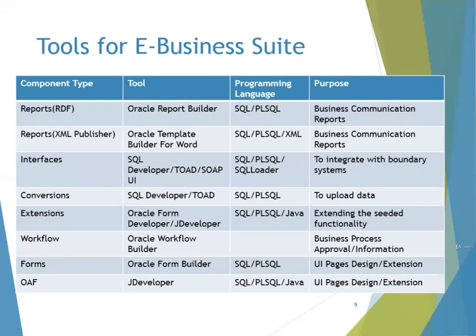Interfaces mostly deal with designing data to integrate multiple systems. It can be inbound or outbound. Extension is all about extending your existing seeded pages or enabling extra functionality on the seeded pages. Workflow is about approval or information sharing, and requires the software Oracle Workflow Builder. For forms, you require Oracle Form Builder, which is a user interface. And for OA, we require a software called JDeveloper. You require programming knowledge of PLSQL and Java.